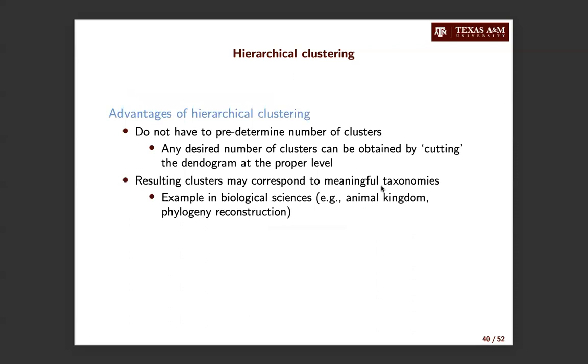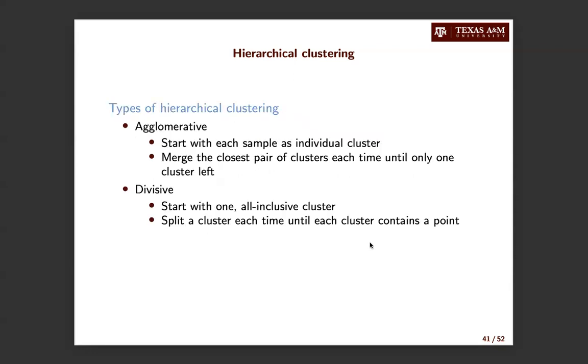The advantage of hierarchical clustering compared to previous non-hierarchical approaches, such as K-means and Gaussian mixture models, is that we do not have to predetermine the number of clusters as we need to do with the previous approaches. And also the resulting clusters may correspond to some meaningful taxonomies. For example, from domain knowledge, we might know that some applications have this type of hierarchical clustering inherent in them. There are 2 types of hierarchical clustering.